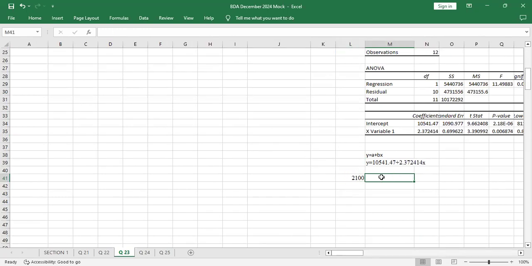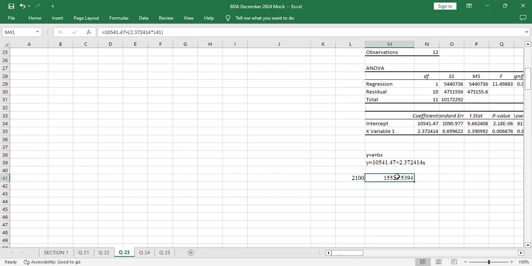So you just come here and say equals to, we have 10,541.47 plus bracket 2.37214 times x, but the x in this case is now the 2,100. So you just select that, close the bracket and enter.